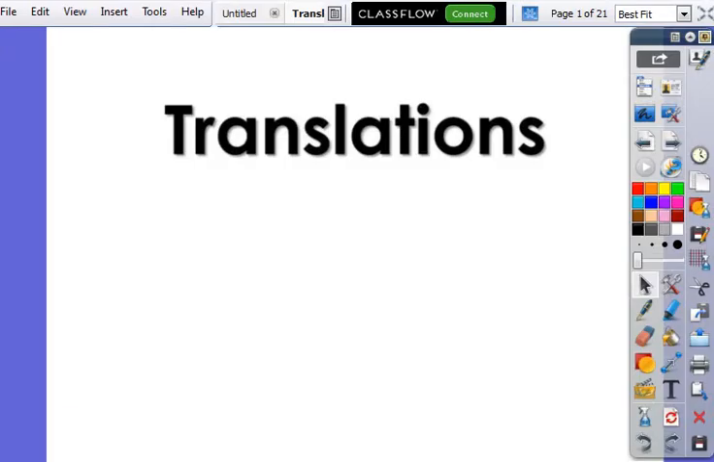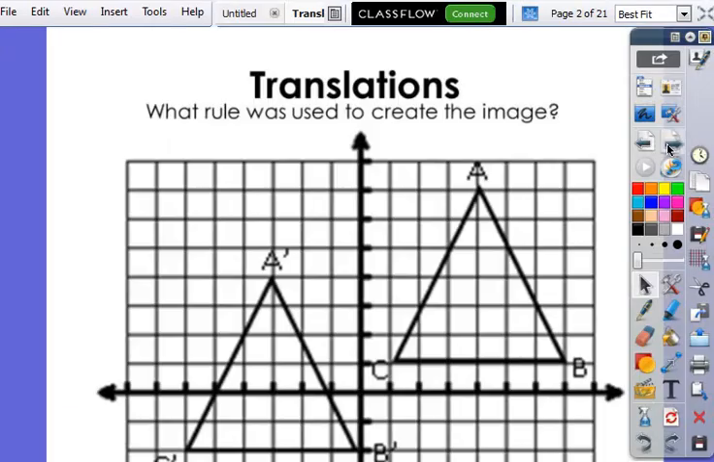All right. Translations. Remember, translations is when you slide a figure. Which one is the first one? Which one is the second one? The first one is just the regular letters. The second one is with the prime, the little apostrophe over there. So in this case, how did I slide this one?